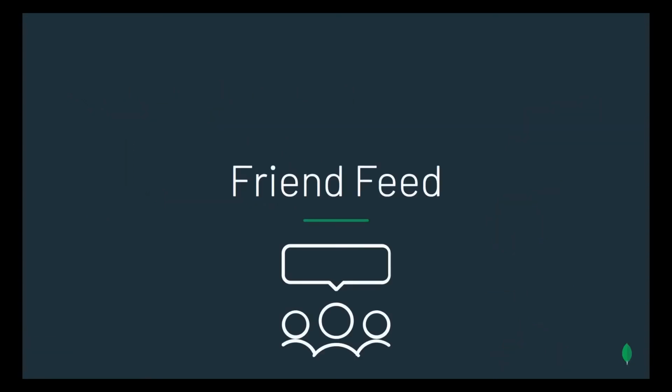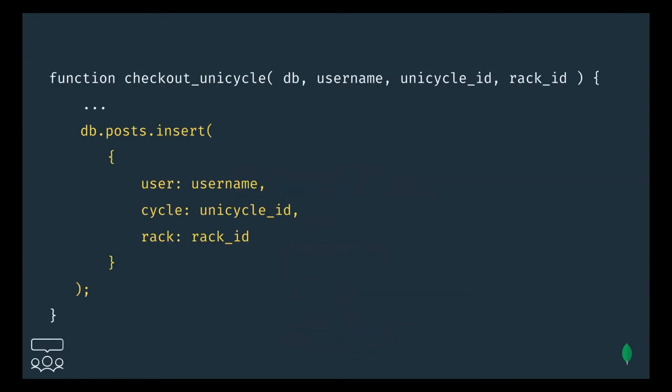Finally, let's help Sam with their friend feed. We want to post whenever a user checks out a unicycle so their friends can see and possibly come join them to ride together. So, as part of the checkout function, we will insert into the posts collection specifying who is checking out which unicycle at which rack. Again, Sam asks which write concern to use for this insert. Sam thinks about the trade-offs here.